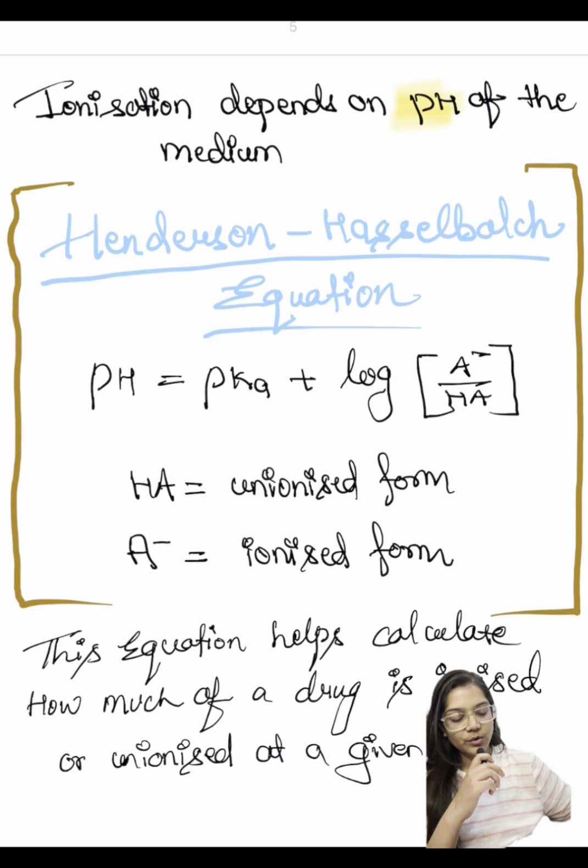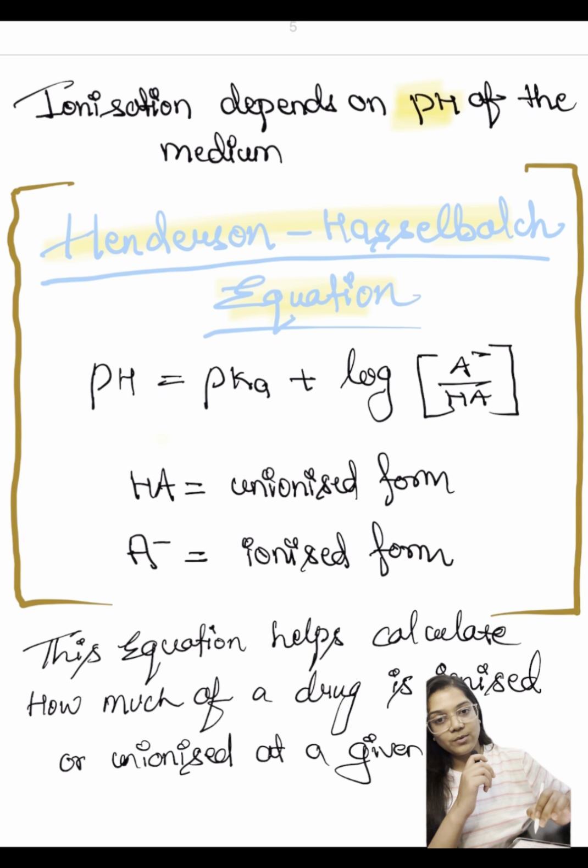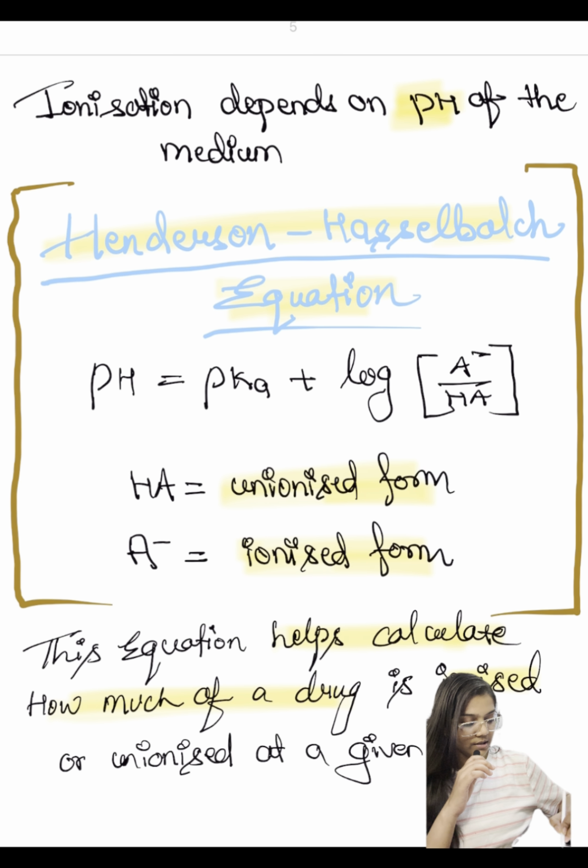Now let's discuss what is the Henderson-Hasselbalch equation. The formula is pH equals pKa plus log of A minus upon HA. What is A minus? That is the ionized form of a drug, and HA is the unionized form of a drug. What does this equation indicate? It helps us to calculate how much of a drug is ionized or unionized at a given pH. At whatever the pH is given, whether the drug will be ionized or unionized at this pH.